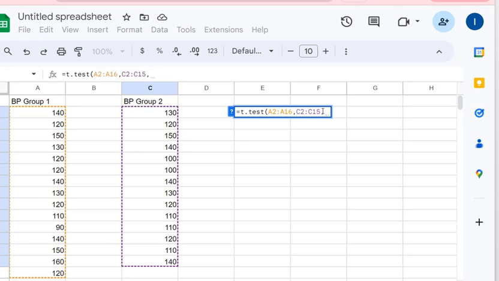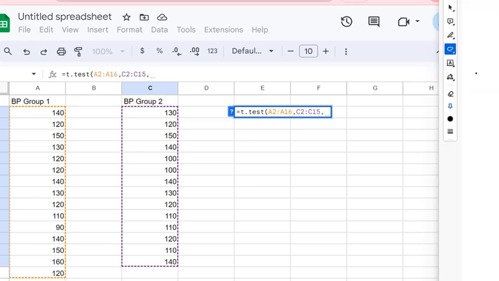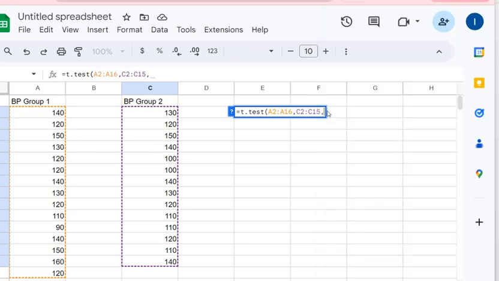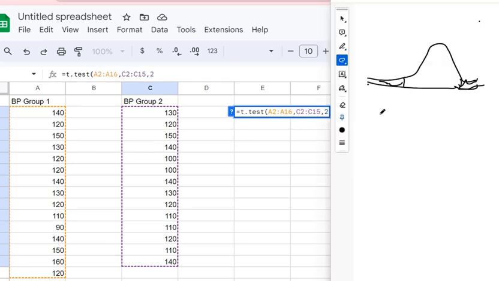Tails depends on your null and alternative hypothesis. In other words, are you trying to test whether these two groups are different? If you are, different doesn't say less than or greater than. It could be either one. That's a two-tailed test. So if I'm trying to test whether these two groups are just different, I'd put in a 2 here. I'd put in a 1 if I was asked to test the hypothesis that one was greater than the other. That would be a one-tailed test.